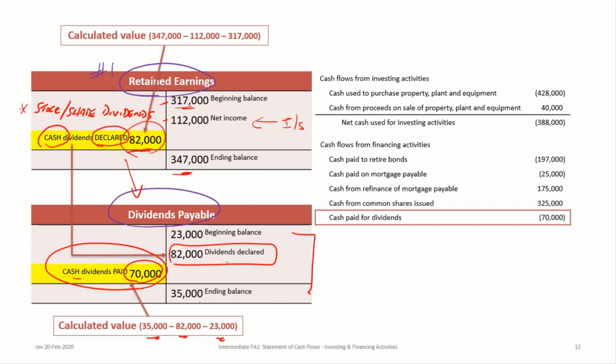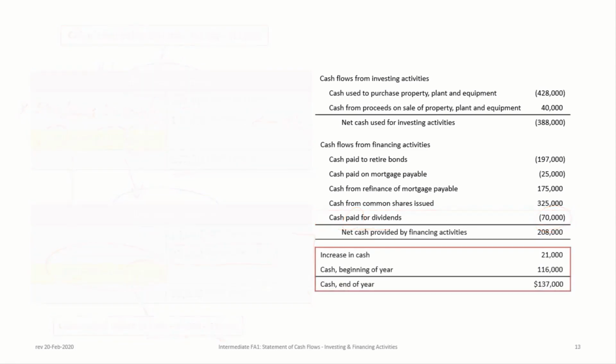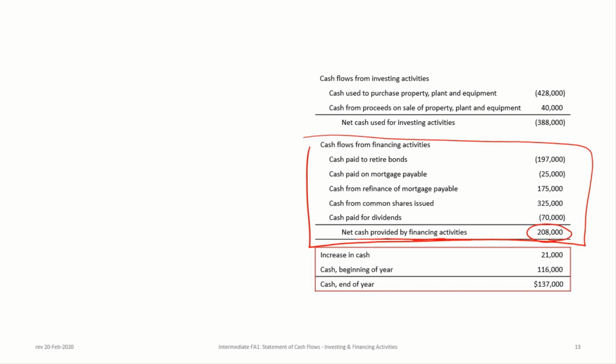So please make sure that you do account reconstructions for retained earnings and dividends payable. And if there's no dividends payable, then it's one step easier. The cash dividends declared is the same as the amount paid. So what we show here, cash paid for dividends, not declared, $70,000 outflow. So now we are finished with our financing activities section. And what we can see here is that the company generated net cash from financing activities of $208,000.